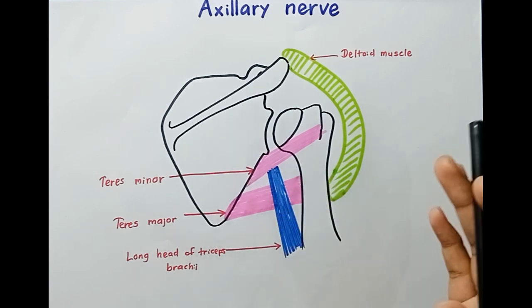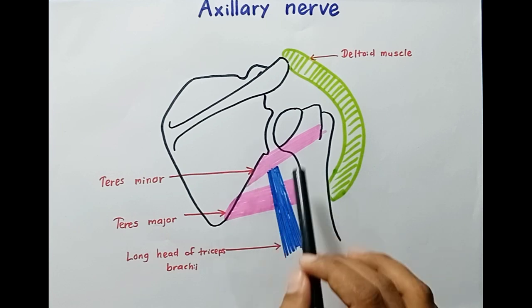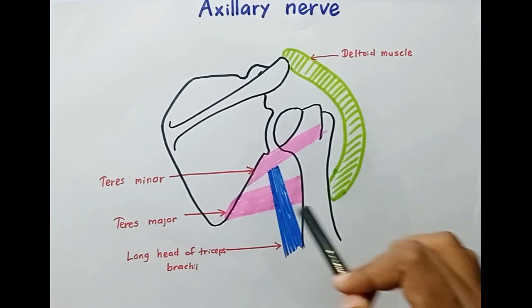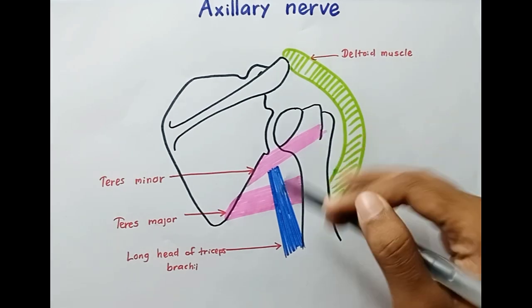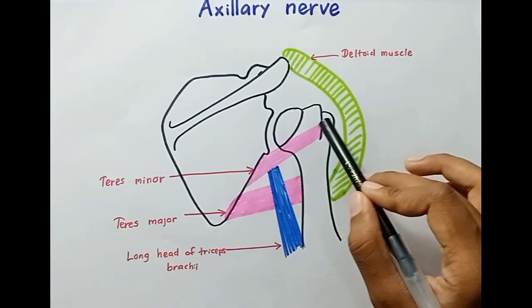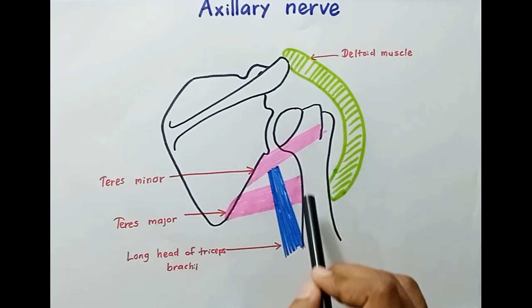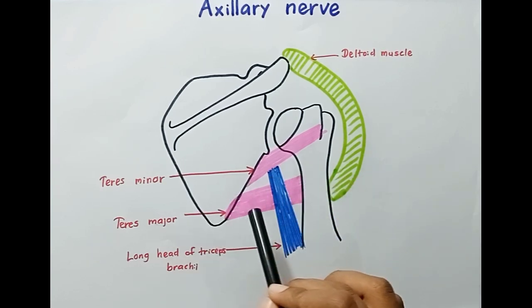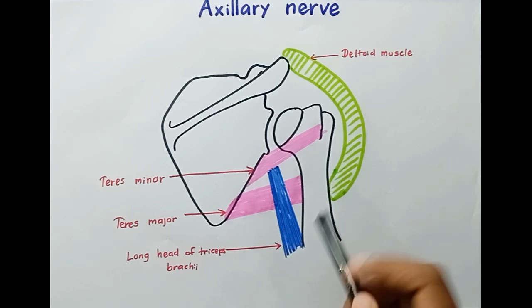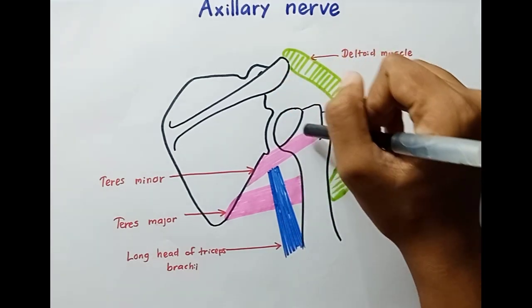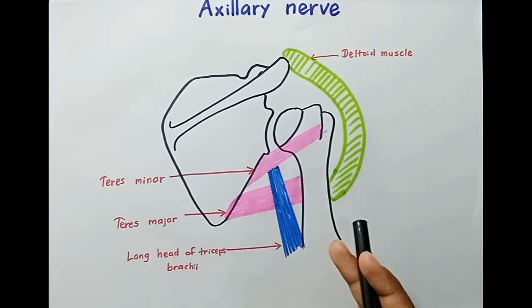So before we talk about the axillary nerve, I'll describe these spaces first. This quadrangular space is bounded superiorly, that means from above, by the teres minor muscle. Inferiorly, that means from below, by the teres major muscle. Medially, the long head of triceps brachii. Laterally, the surgical neck of humerus. So those are the margins of the quadrangular space.